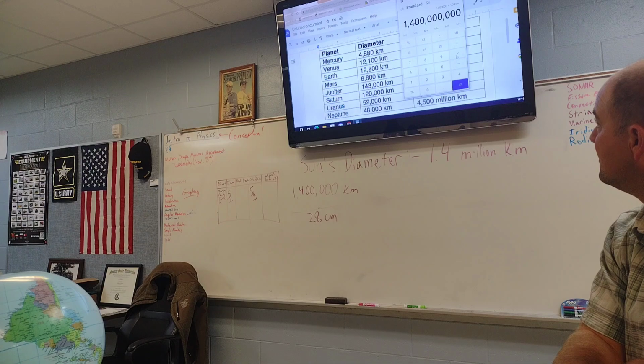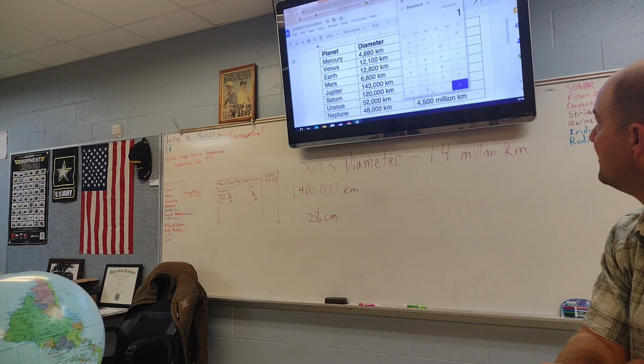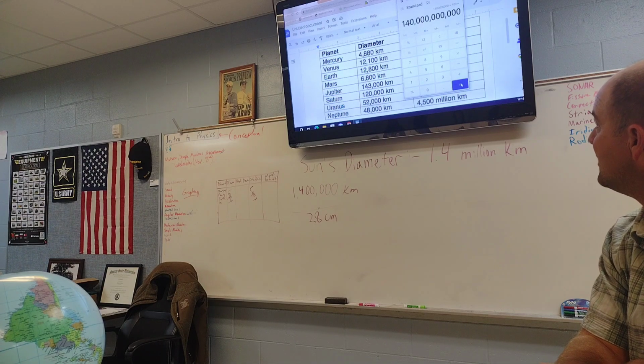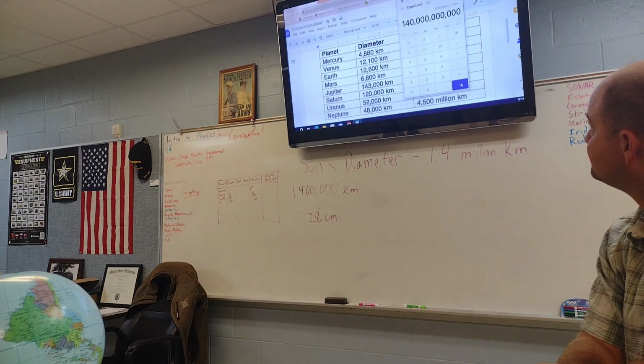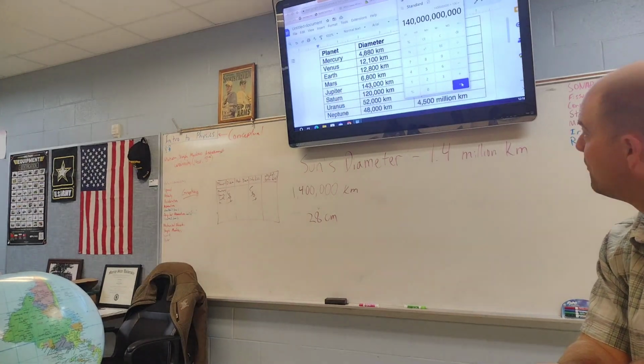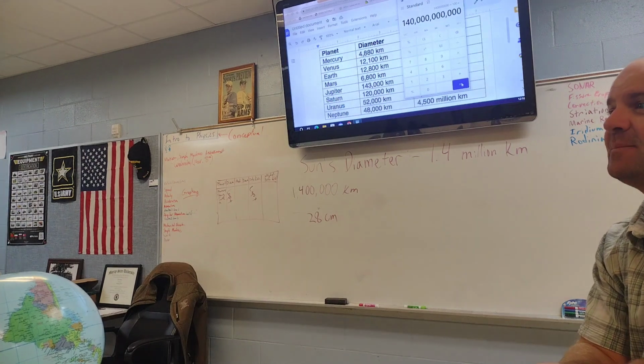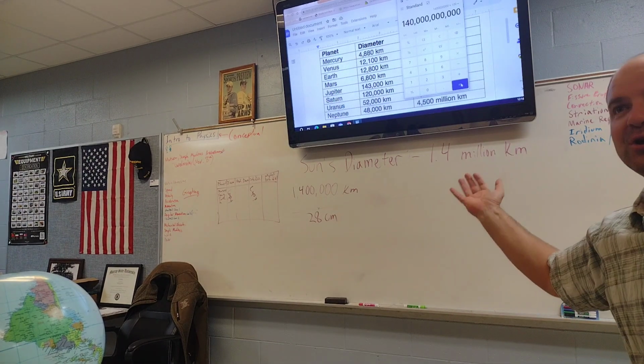So I'm just going to go ahead and do that. Multiply by 100 to get from meters down to centimeters. That's a big number. It's a big number. 140 billion centimeters is the sun's diameter across.